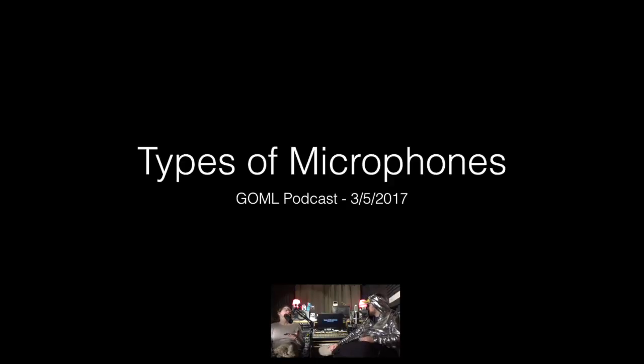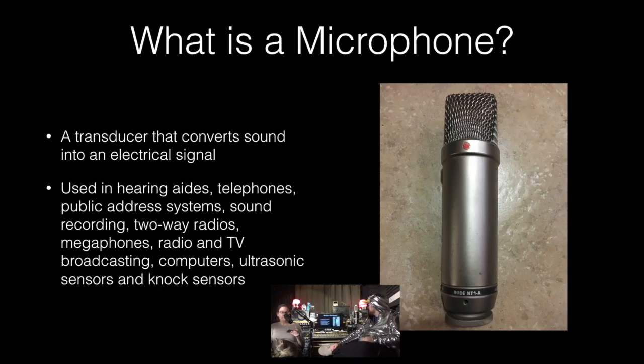So let's talk about types of microphones. All right, types of microphones. Something we use pretty much every day here. All right, what is a microphone? A microphone is a transducer that converts sound into an electric signal. It's used in hearing aids, telephones, public address systems, sound recording, two-way radios, megaphones, radio and TV broadcasting, computers, ultrasonic sensors, and knock sensors. So pretty much everything.